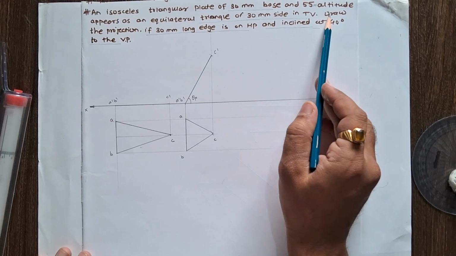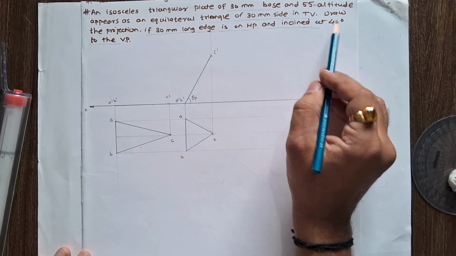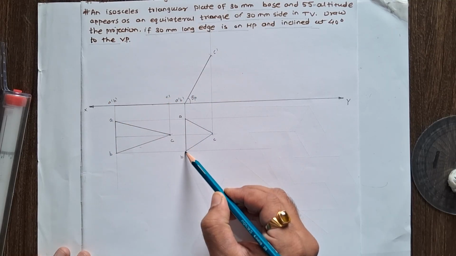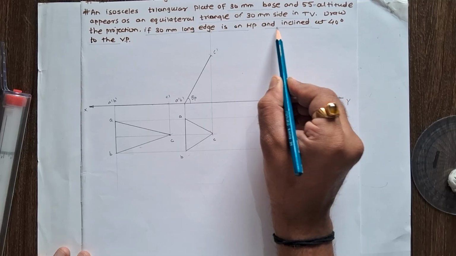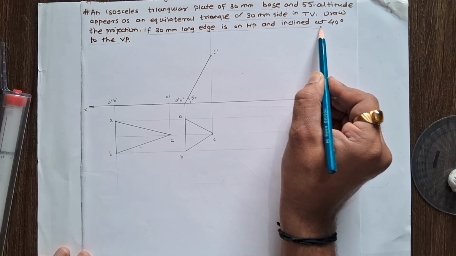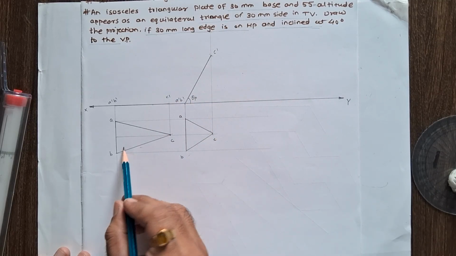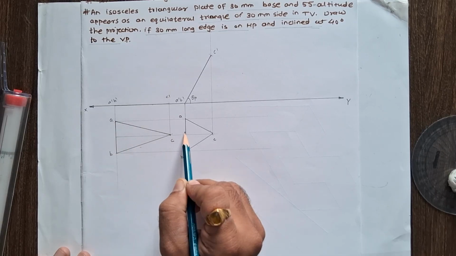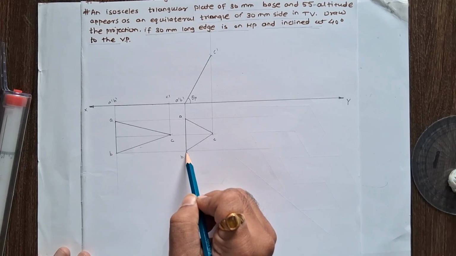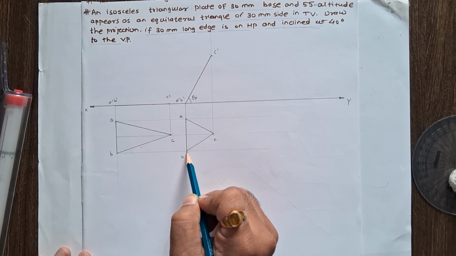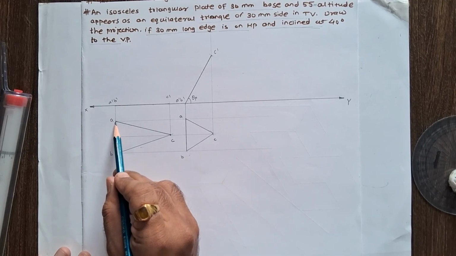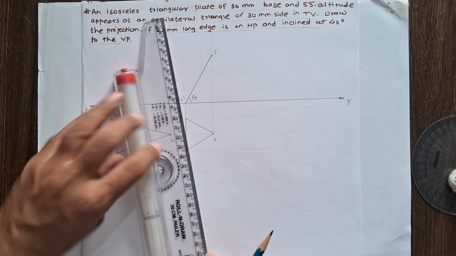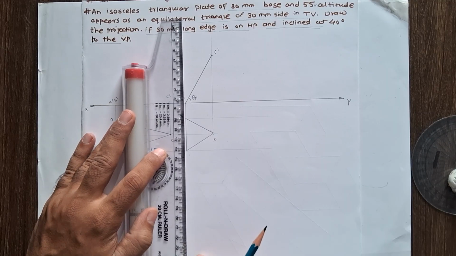Now the next condition is given. This is the second condition, and the last condition is draw the projection if the 30 long edge is on HP and inclined at 40 degree to the VP. Now friends, in stage 1, the AB distance, the base distance, is 30. In the second stage, the AB distance is the same. So here no need to find the beta angle. Already the true length AB distance is 30. Second stage distance of AB is the same. Now, by using the auxiliary plane method, we can solve this problem.